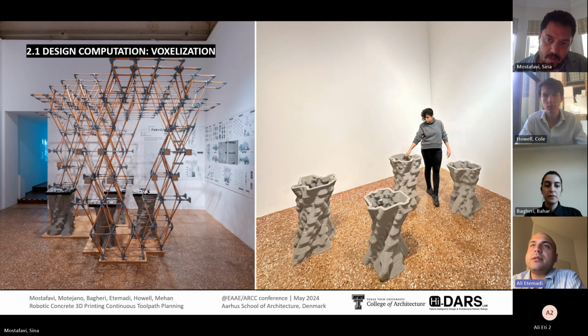We employ a tetrahedral, octahedral honeycomb tessellation for voxelization. This choice is deliberate, as it guarantees both the printability and stability of the structure by maintaining optimal angles throughout the printing process. The geometric configuration supports continuous toolpath planning, which is essential for seamless and robust construction.